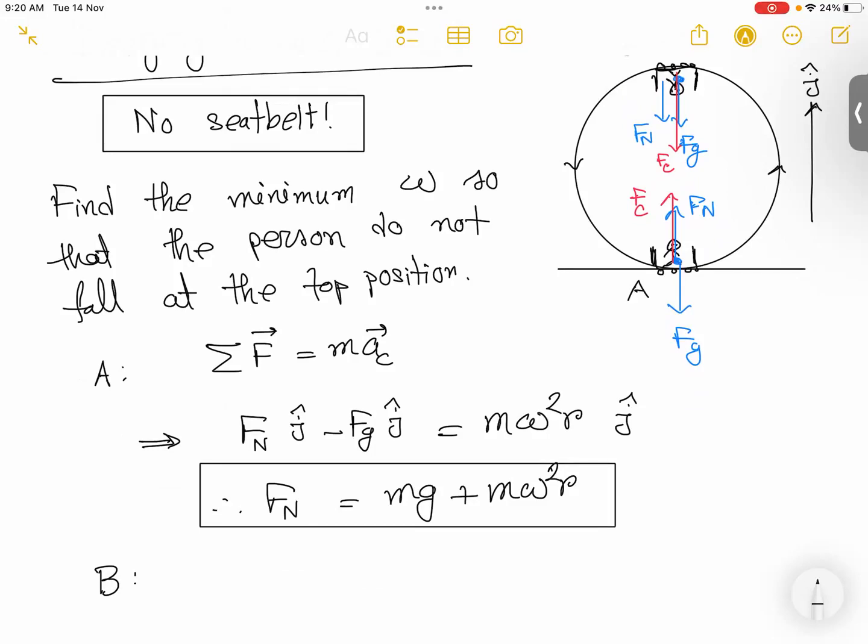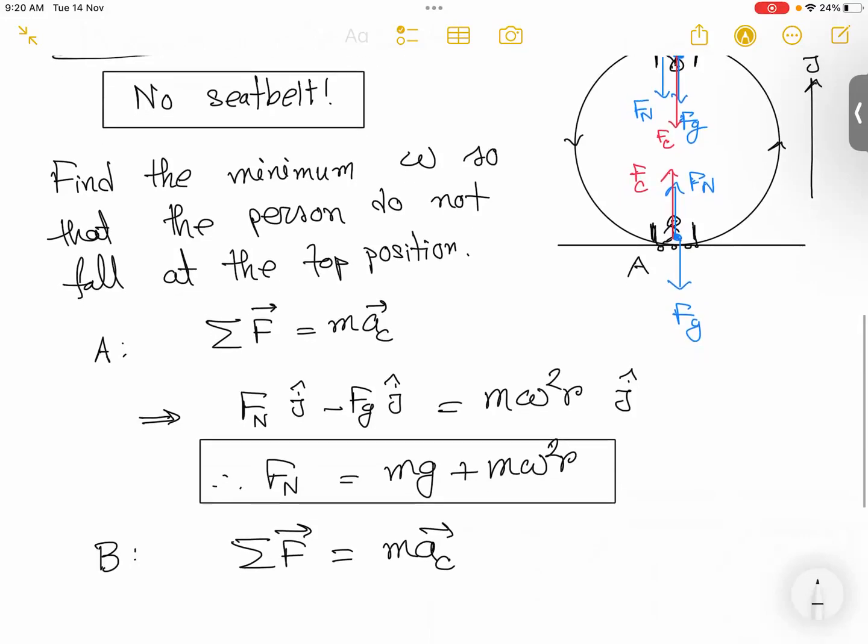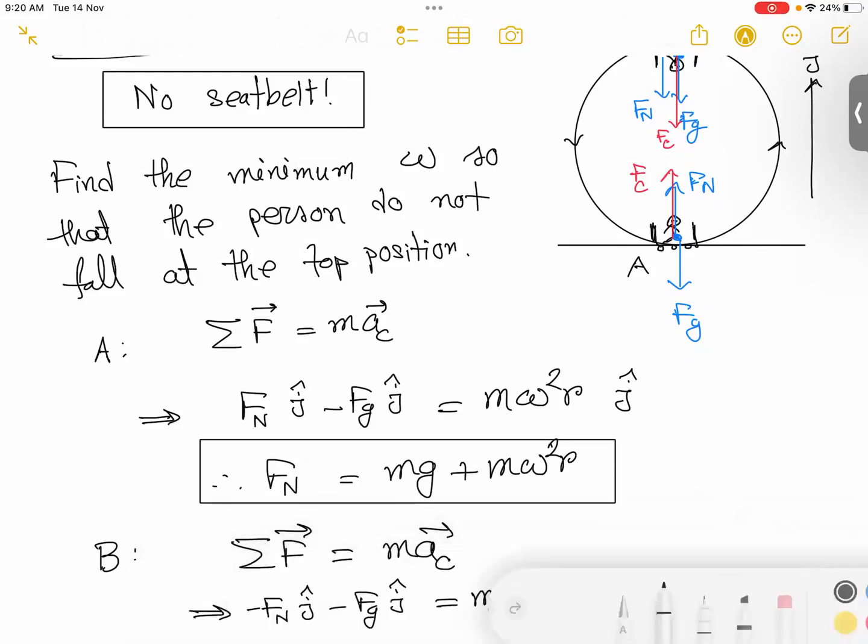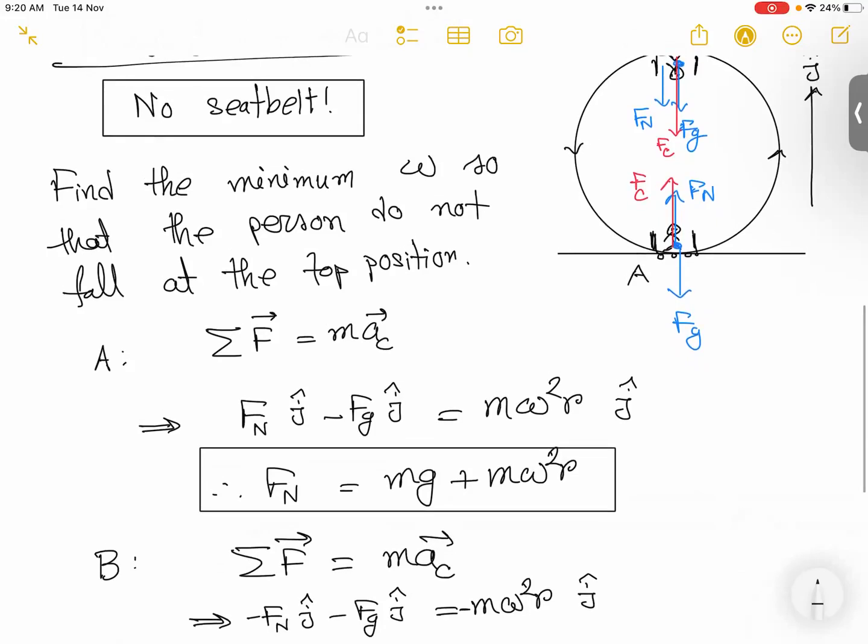But when the object is at the top point, then Fn is downward. So I'll write the same equation. Again, the sum over all the forces must give rise to the centripetal force. So again, we have the normal reaction force Fn, but now Fn is downward, so I'll write it as minus j hat. Fg is also downward, minus j hat. Mass times acceleration omega square r is also downward, so again minus j hat. Is it clear? Or is there any question?